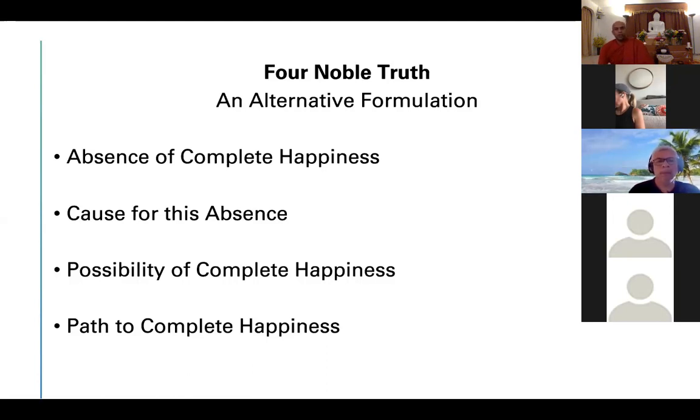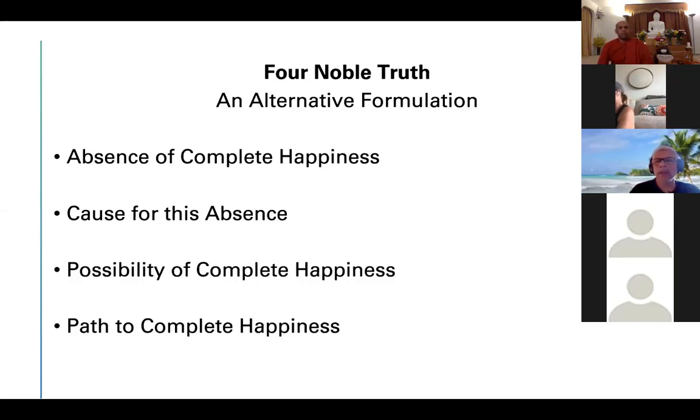So even the Four Noble Truths, the way they are usually presented, is around the term dukkha: the truth of suffering, the cause of suffering, the cessation of suffering, and the path leading to the cessation of suffering. So you hear the word suffering four times. So I thought it would be important, particularly for people who are learning Buddhism as newcomers, to have an alternative formulation of that.